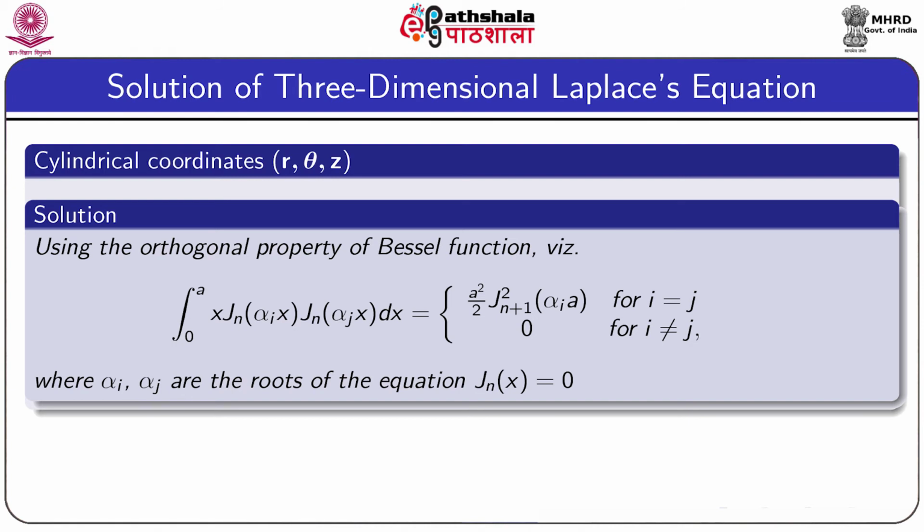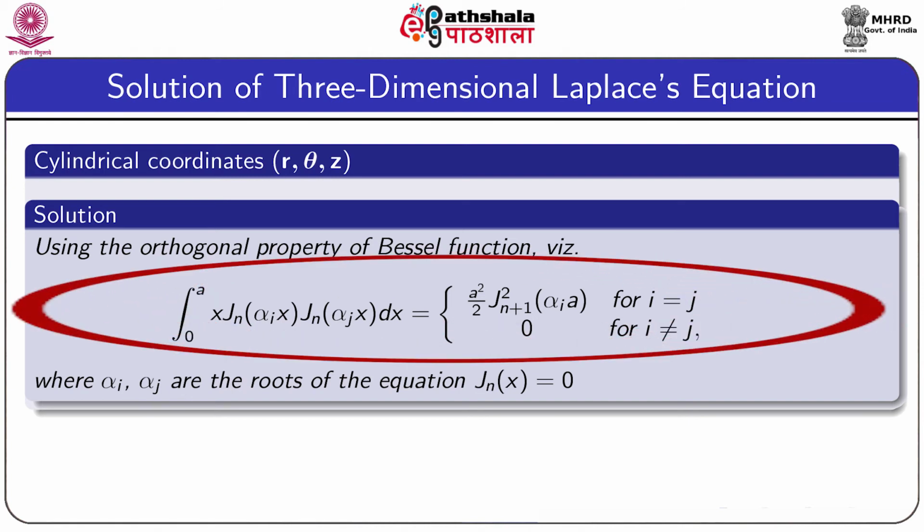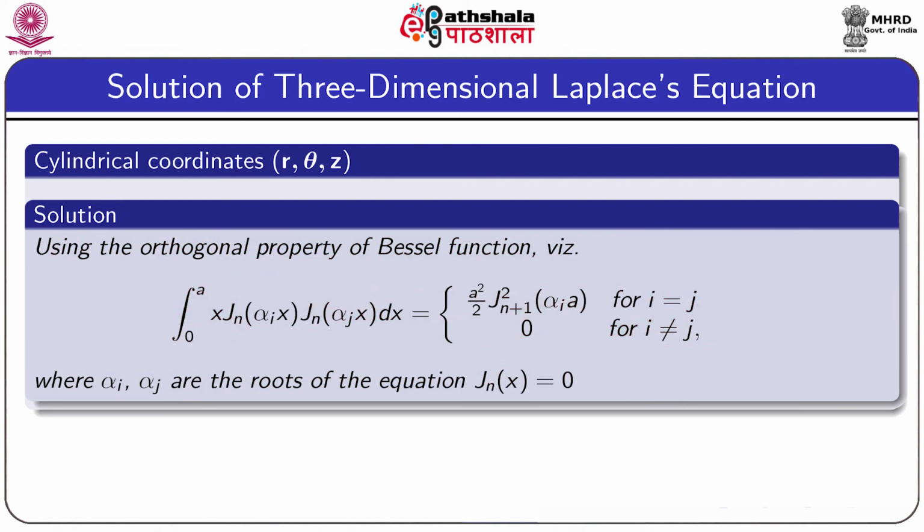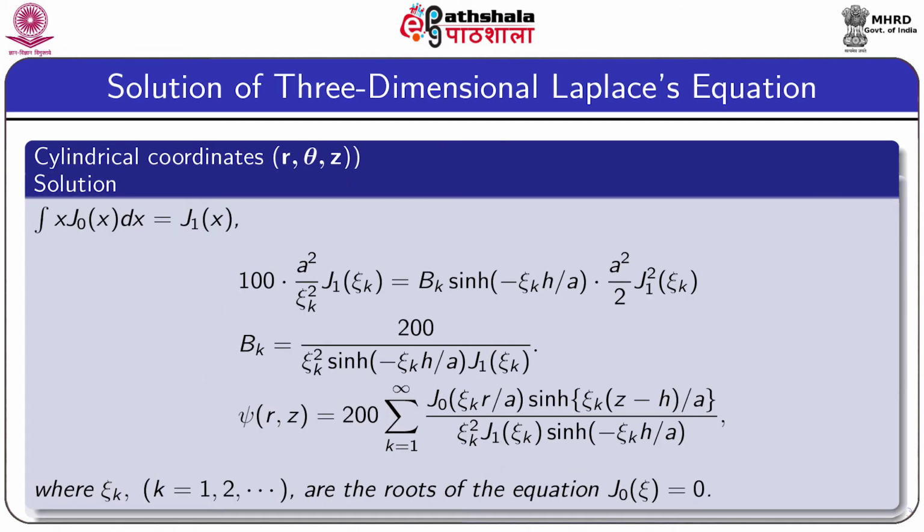You can see that there is the term alpha i alpha j. These alpha i alpha j are the roots of the equation J n x equals 0. And we know the relation that the integration of x J0 is J1. So if we use this property, we can replace the integration on the left hand side here by J1. Replacing that, we get the relation which is written here.